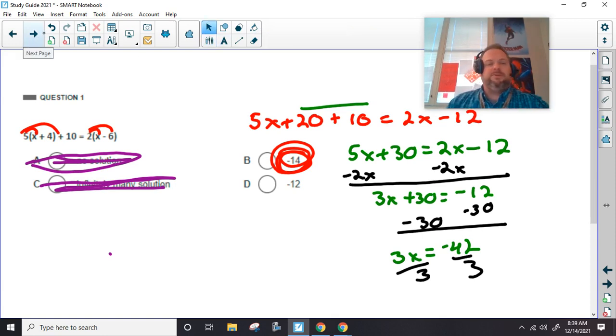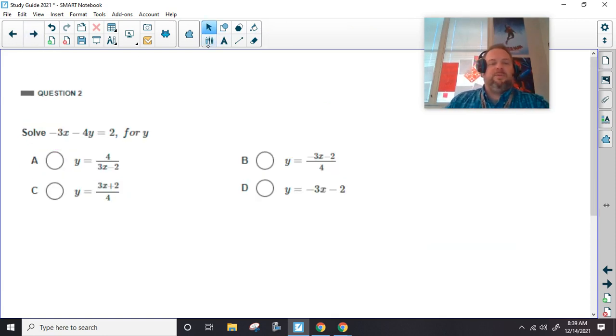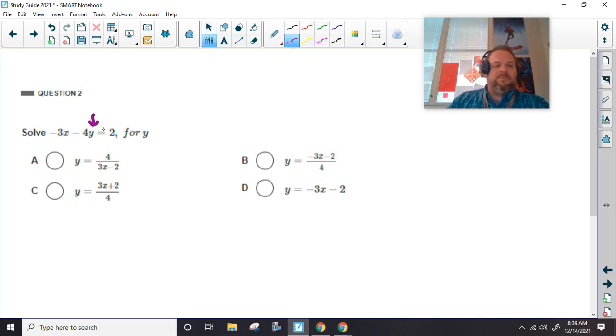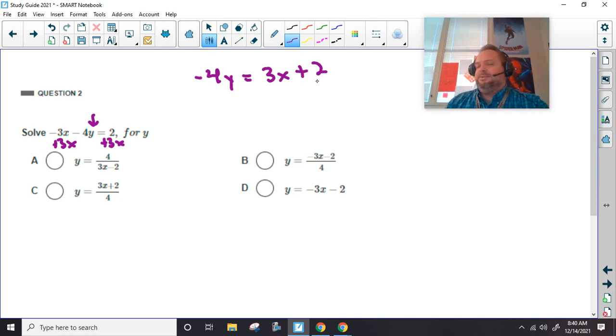So, moving on to number 2. We're solving for y, so this is what we want by itself. The first thing we would do is add 3x. So we end up with negative 4y equals 3x plus 2. Now, I know some of y'all will put the 3x behind the 2, but remember, none of those choices are like that. Then we would divide by negative 4.